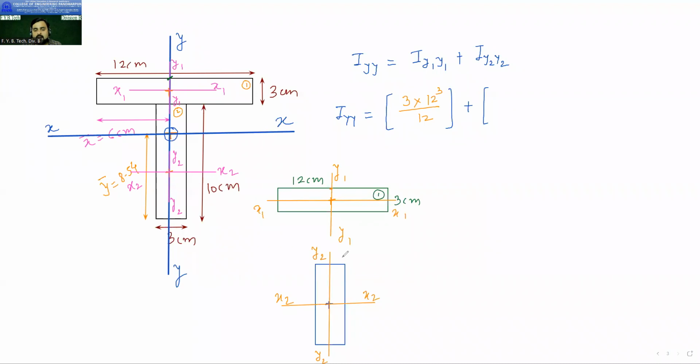Now see, what is this dimension? This dimension is 3 centimeter, and what is this total dimension? 10 centimeter. So which dimension is this y2 cutting? 3. Whose cube will we take then? The cube of 3. So it will be 10 into 3 cube divided by 12. Now if you solve this, you will get the answer Iyy. Tell me what the answer is. What is the answer?